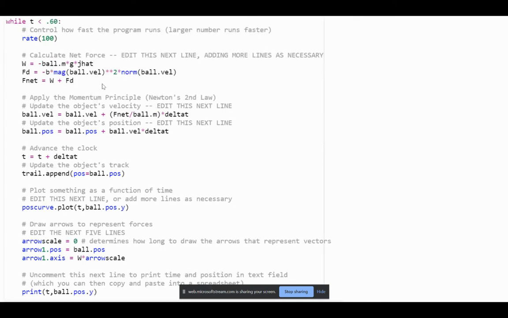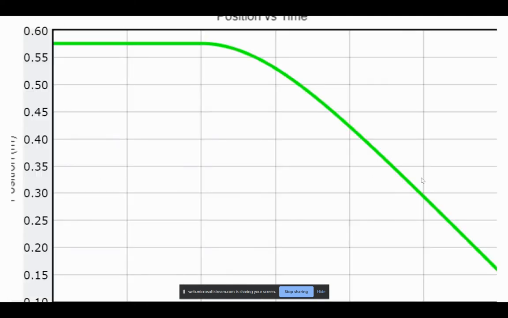This is for after the system has collapsed upon itself. There's no more tension force anymore. Now the net force will be the force of gravity plus the drag force added together. And here we have the velocity update formula. Now we have the position update formula still.